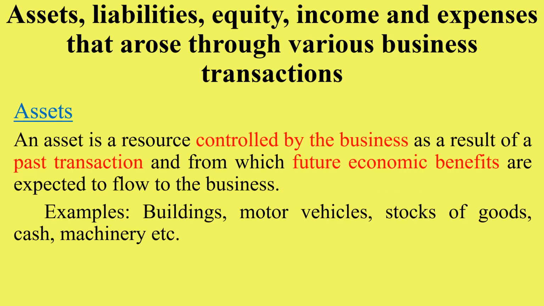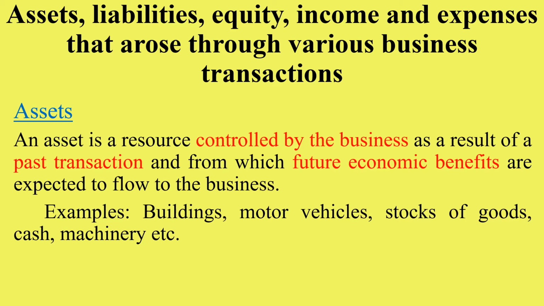So now we are moving on to the most important part in this lesson. That is assets, liabilities, equity, income and expenses that arose through various business transactions. First we are going to discuss assets. An asset is a resource controlled by the business as a result of a past transaction and from which future economic benefits are expected to flow to the business. For example, buildings, motor vehicles, stocks of goods, cash, machinery, etc.